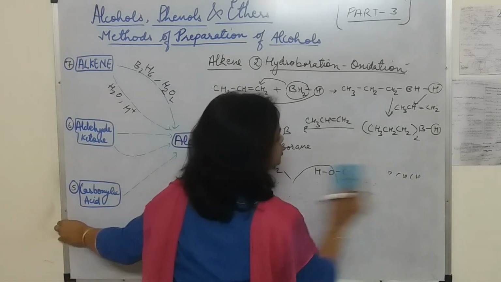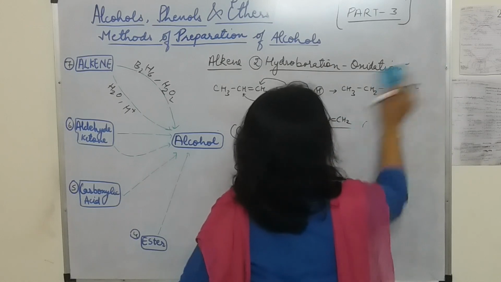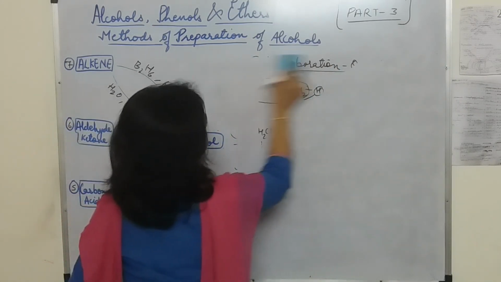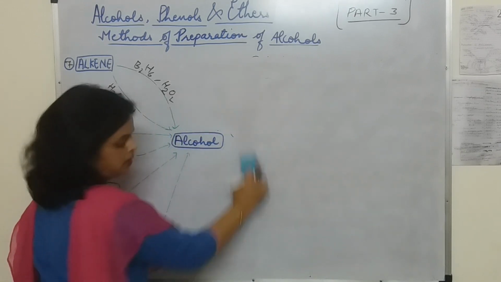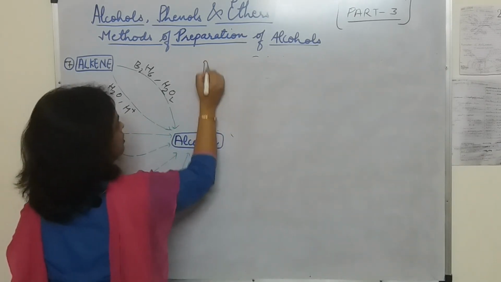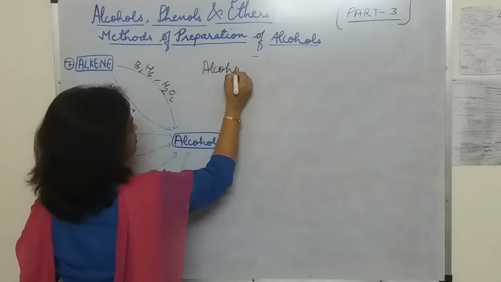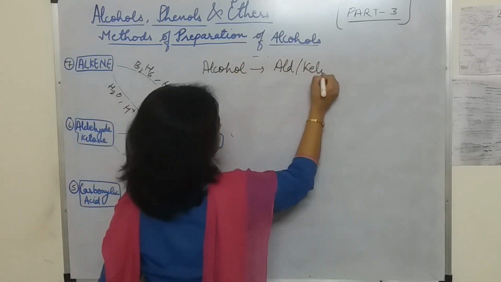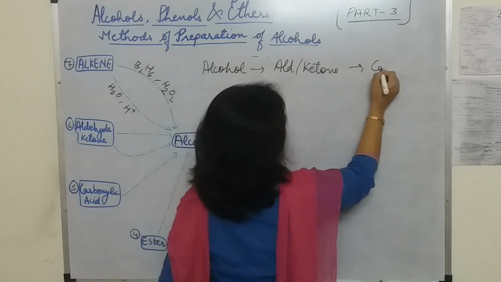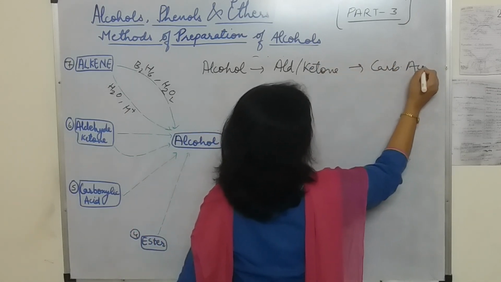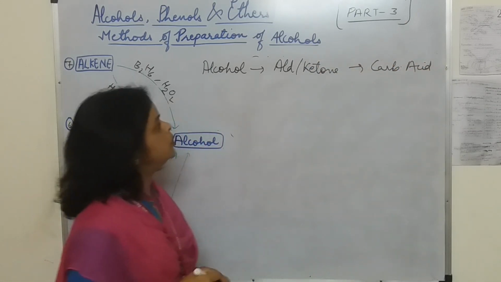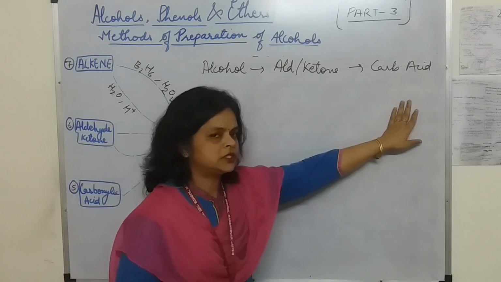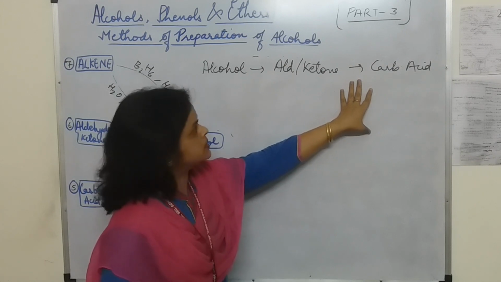Now let's move on to aldehyde, carboxylic acid and ester. Students, one thing we have to keep in mind: whenever in organic chemistry we go from alcohol, aldehyde, ketone, to carboxylic acid, whenever we are going right hand side, we are going by an oxidation process. That means we are doing the oxidation.